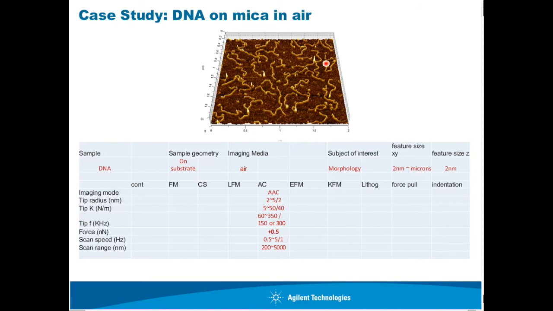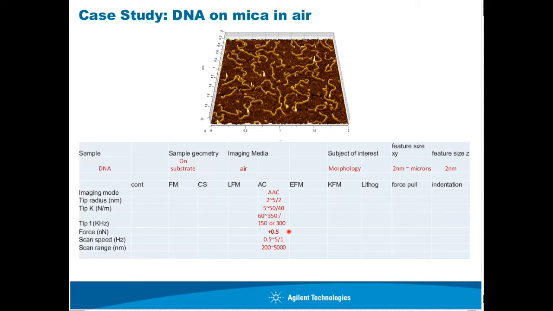Next sample, DNA on mica in air. I would suggest you only use AC mode, with a very sharp tip, 40 Newton per meter spring constant, 150 or 300 kilohertz. The force needs to be not too high, relatively low, because you can compress your sample easily if you use high force.